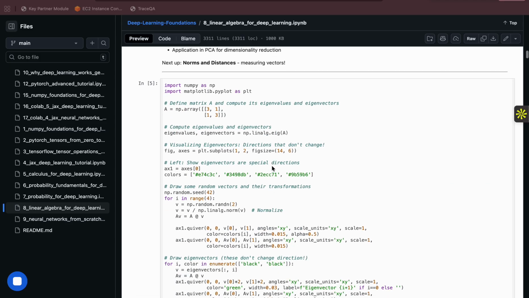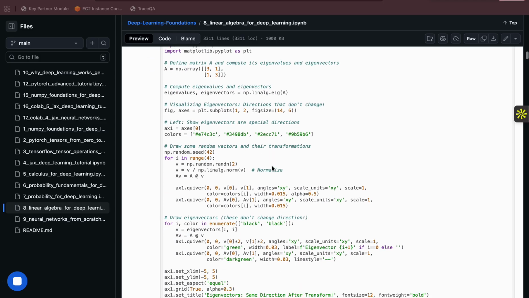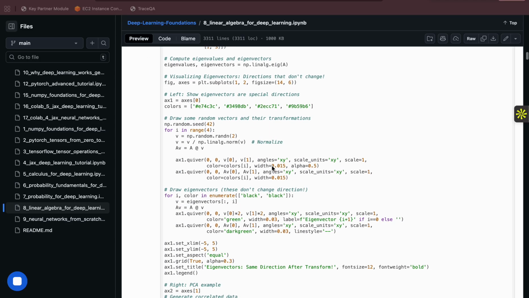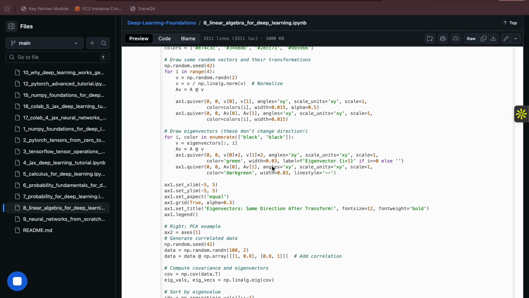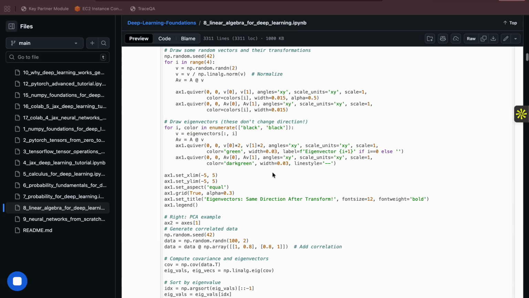Here we compute L1 Manhattan, L2 Euclidean, and L infinity max norms for a vector. The output shows the calculated values using the different distance metrics.